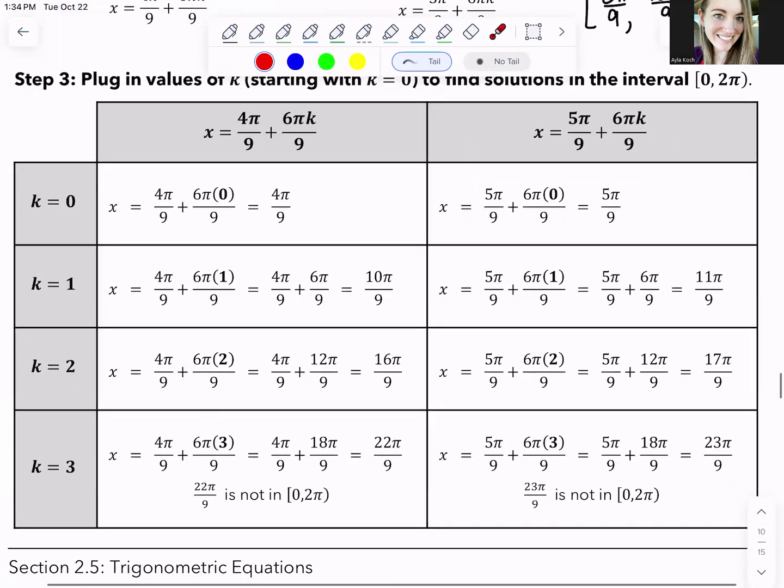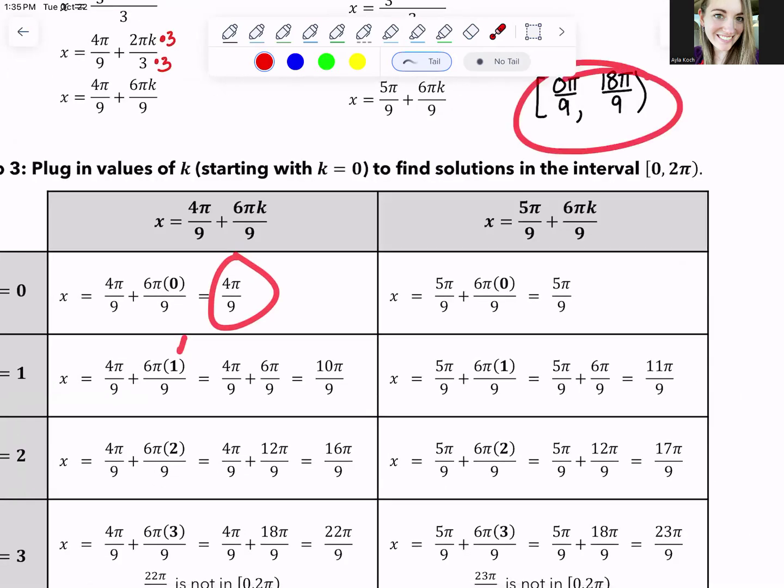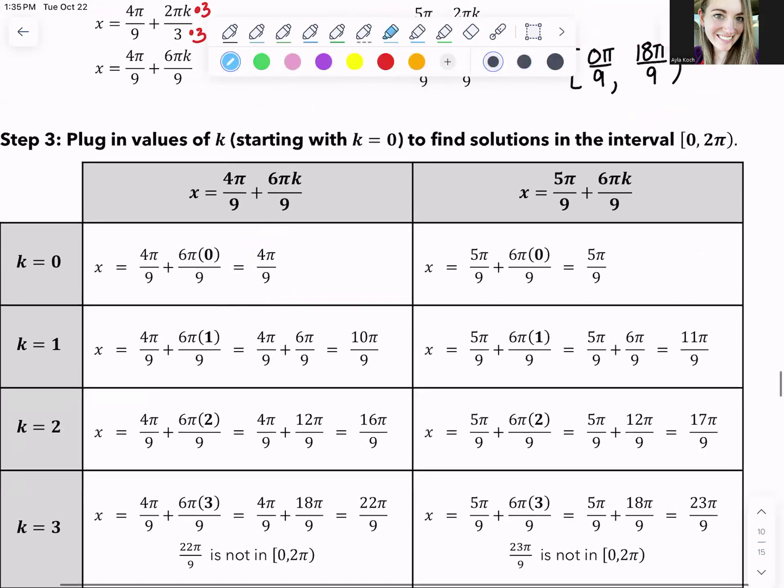All right. So we start by plugging in 0. We plug in 0 for k. K is now 0. This whole thing becomes 0. 4 pi over 9 as the answer. And 4 pi over 9, that is definitely in the interval, right? So we're good. I'm going to circle you, I'm going to highlight you.